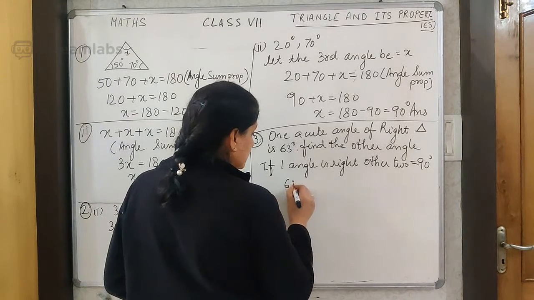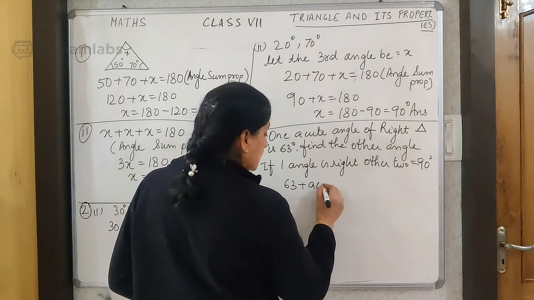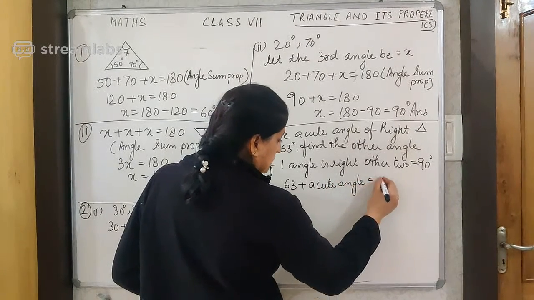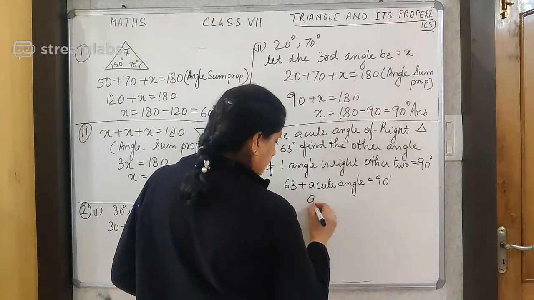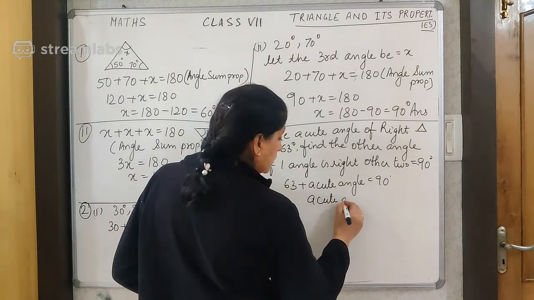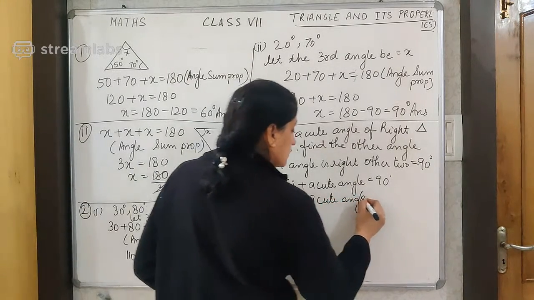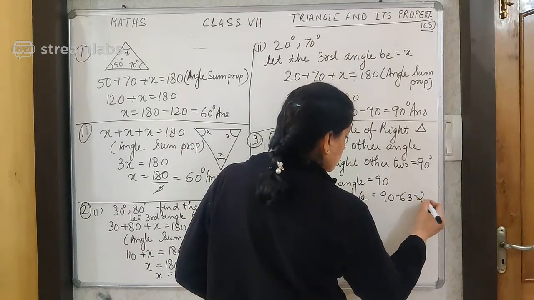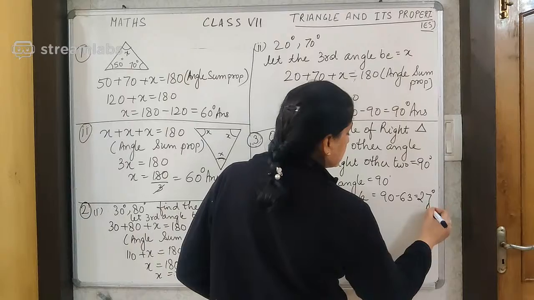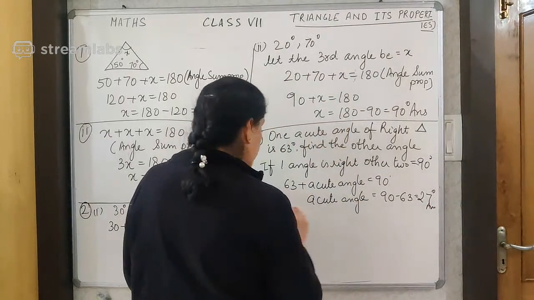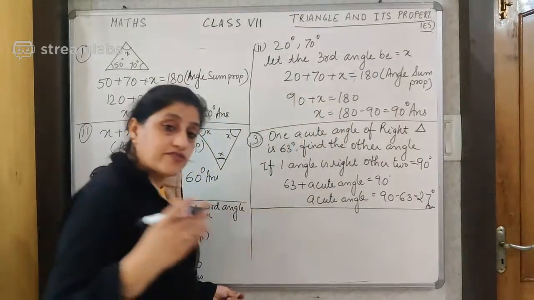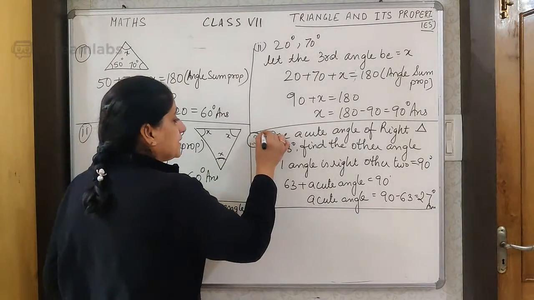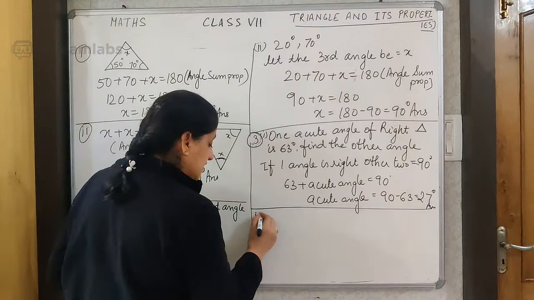So we have 63 plus the other acute angle is equal to 90 degrees. The acute angle is equal to 90 minus 63, which is 27 degrees, the answer. It's very interesting, children. You have to find what to apply to get the answer. It's really very, very interesting.